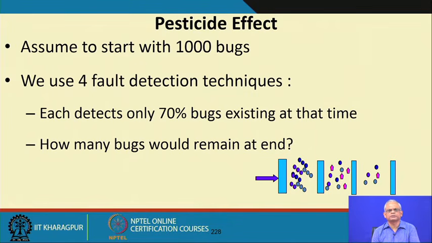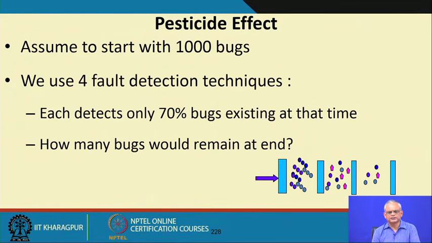Now, let us do a small arithmetic, a small problem based on this pesticide effect. Assume that we had 1000 bugs and we deployed 4 fault detection techniques, and each technique is highly successful. Unlike what Capers-Jones had written, our techniques could detect 70% of the bugs existing at that time. So, after the application of 4 detection techniques, how many bugs should remain at the end?